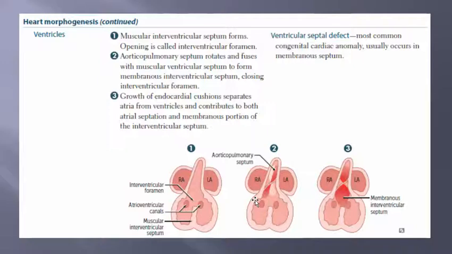The growth of the endocardial cushions separates the atria from the ventricles. Okay. Again, that's where the mitral and the tricuspid will be, contributing to both the atrial septation and the membranous portion of the interventricular septum. Again, the middle part. So you might also have a VSD, the ventricular septal defect. Again, it usually occurs in the membranous septum because that's the thinner tissue, so it may not close properly. And here you'll see in step 3, you might have a gap there. And that's your VSD.